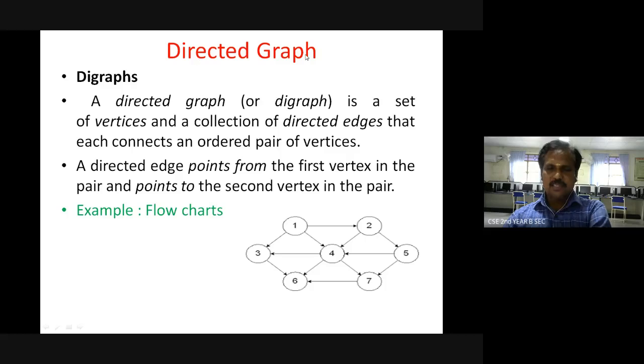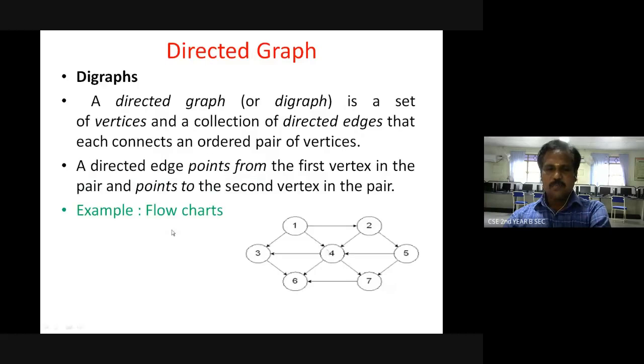So the directed graph is applied in flowcharts. You already studied flowcharts in previous semesters and in previous subjects like Python programming and C programming, or any other programming language you have studied. Using flowcharts, we can specify the directed graph. Within that graph, we can specify the flow of execution, the statements' flow of execution. Using the directed graph, we can specify that.